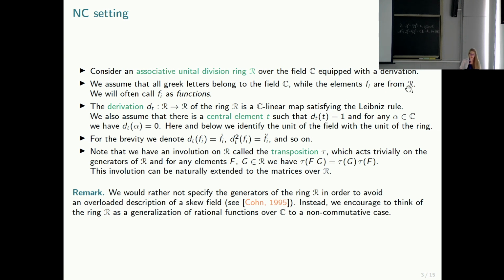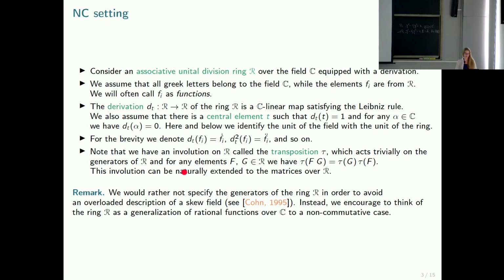So the derivation d sub t is a C-linear map from R to R that satisfies the Leibniz rule. And we also assume that T is a central element. Let us recall that Painlevé equations are non-autonomous equations. And for any constant, we have that d over this constant is equal to 0.